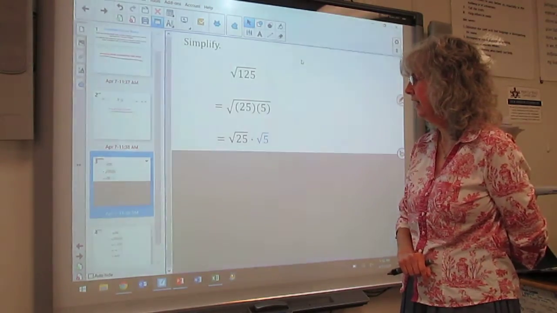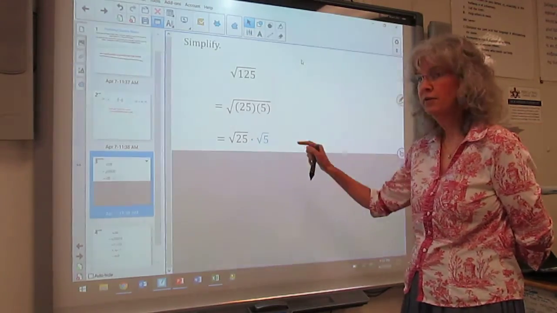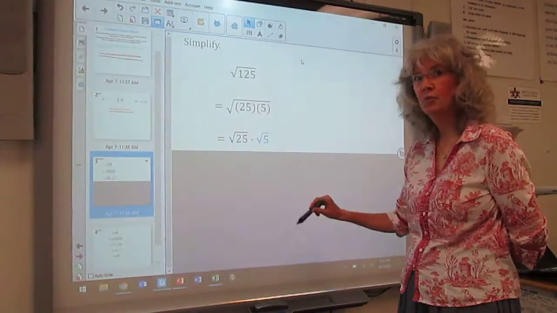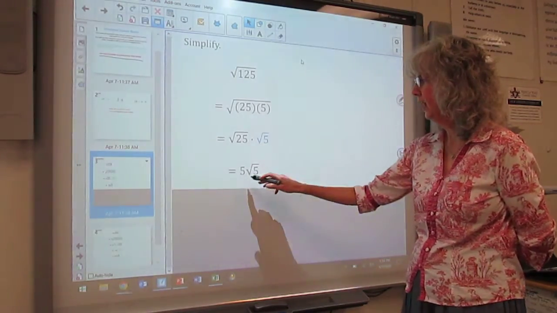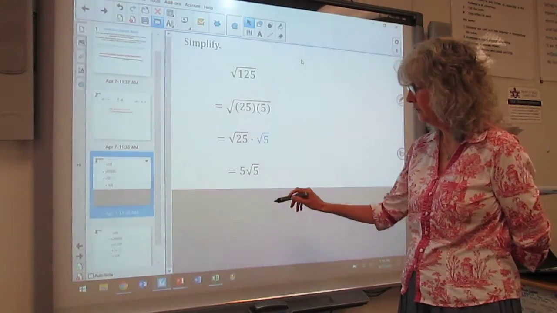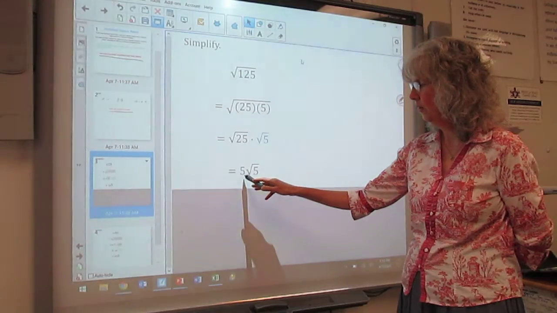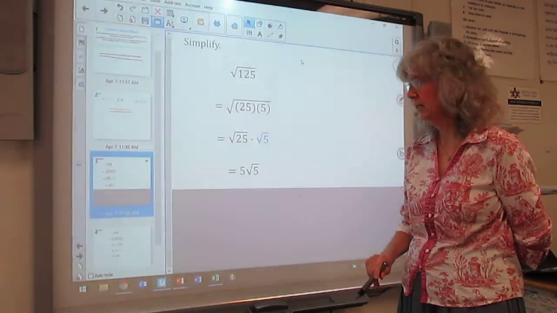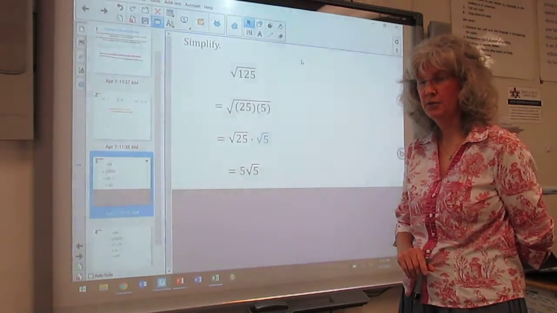Now let's separate that into the square root of 25 times the square root of 5. The square root of 5 is not a rational number, but the square root of 25 is. The square root of 25 is 5, so we get 5 times the square root of 5. Just a little note on notation. When you have a coefficient times the radical, you do not need to put any sign in between. But when you have two radicals, please put your multiplication dot in between those.